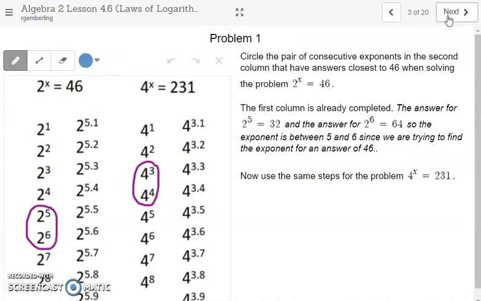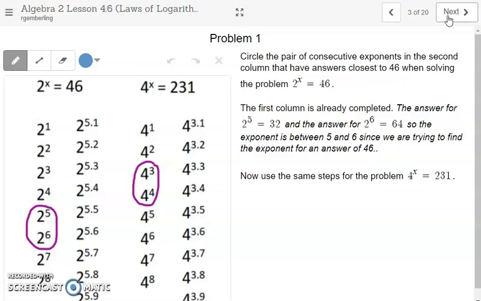So in this lesson, we're going to be looking at how do I find the value of an exponent when it's not a whole number or it's not an integer value. So one way of doing that is just simply guess and test. So for example, 2 to the x equals 46. There's not an actual x whole number value that will work.